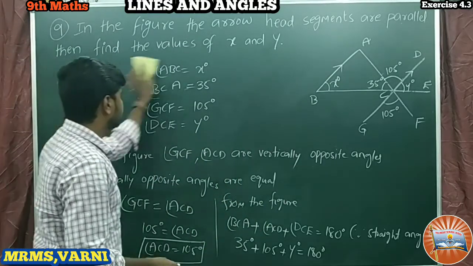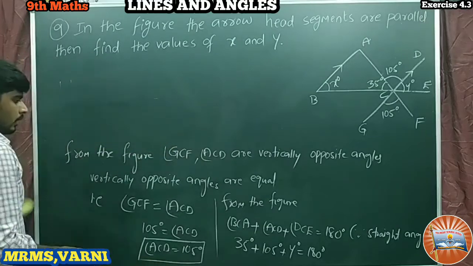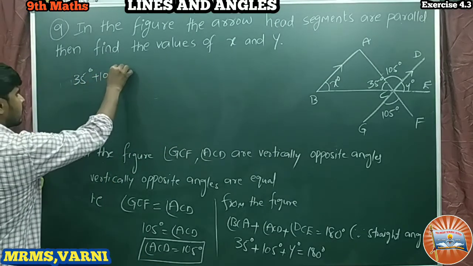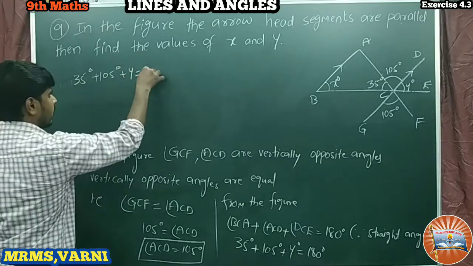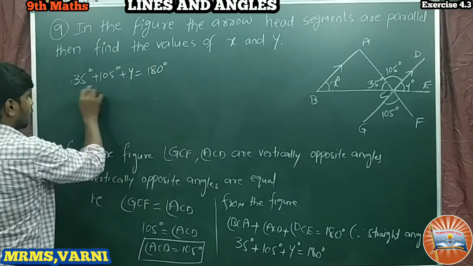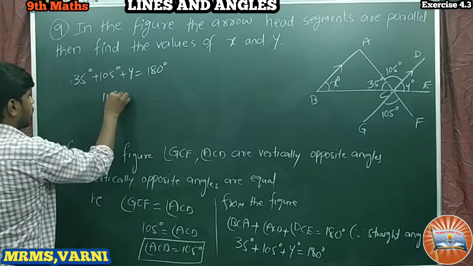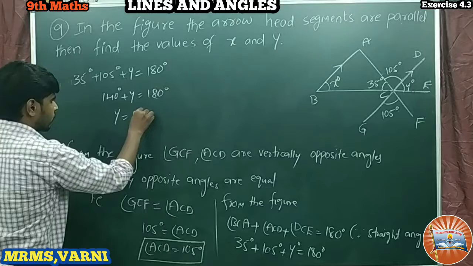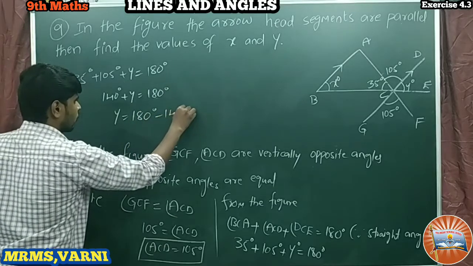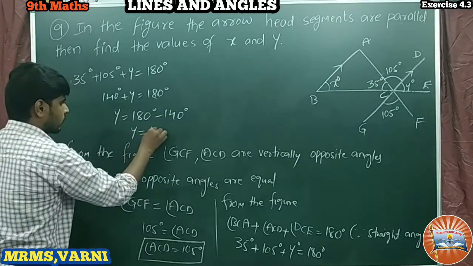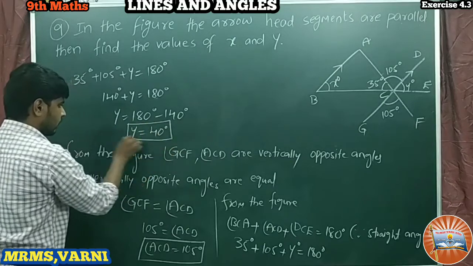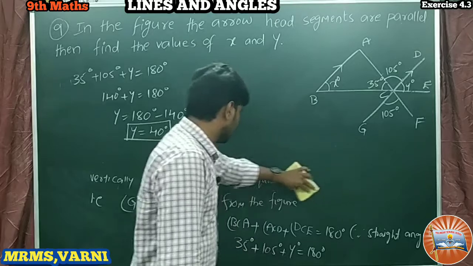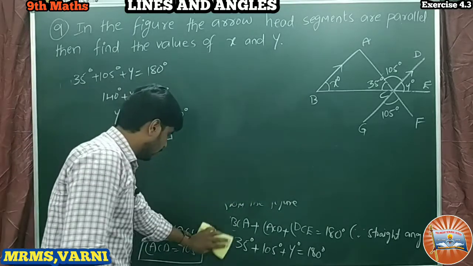Right. So 35 degrees plus 105 degrees plus y is equals to 180. So this becomes 140 degrees plus y is equals to 180 degrees. So y is equals to 180 degrees minus 140. y is equals to 40 degrees. Is it clear? Now we got y equals to 40 degrees, and look at the diagram once.